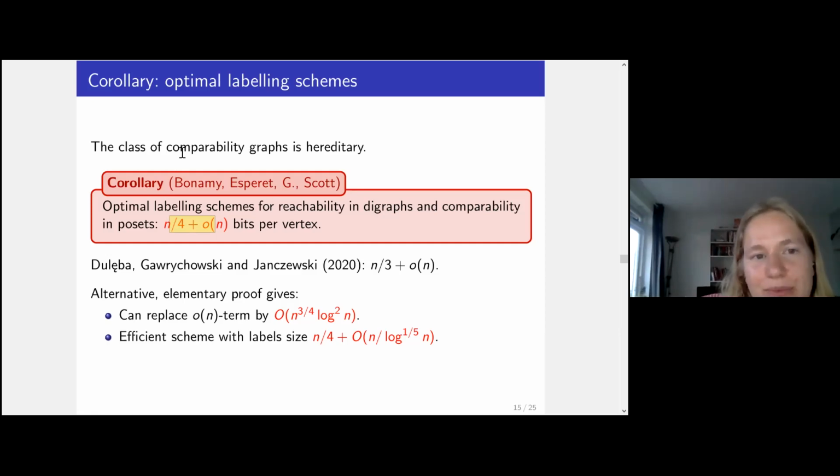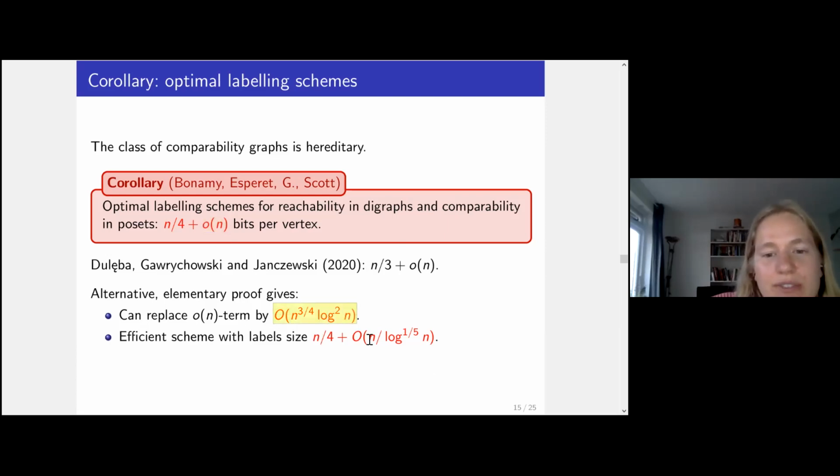Now from our main result, because comparability graphs form a hereditary graph class, we can immediately get an asymptotically optimal result for those as well. And also for comparability in posets. That is, we have a partially ordered set, and we want to know whether two elements are comparable or not. For this setting, we also have a second proof, which doesn't use the Szemerédi regularity lemma, but is completely elementary. That makes this little o(n) term a lot better, so that it is a truly smaller order term.